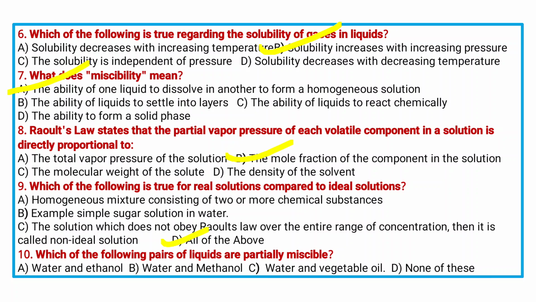Next question. Which of the following pairs of liquids are partially miscible? Miscibility means soluble. Partial means not completely soluble. So option A, water and ethanol, soluble. Water and methanol are also soluble. Water and vegetable oil, that is C, the correct answer. Water and vegetable oil are partially miscible with each other.